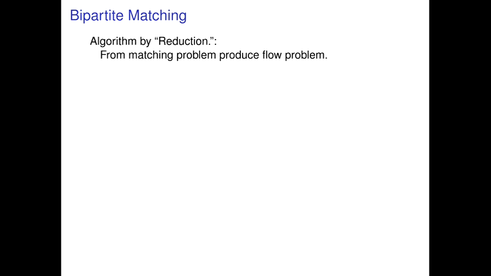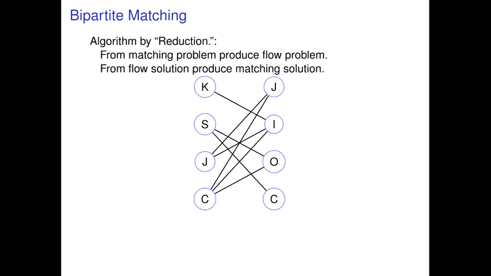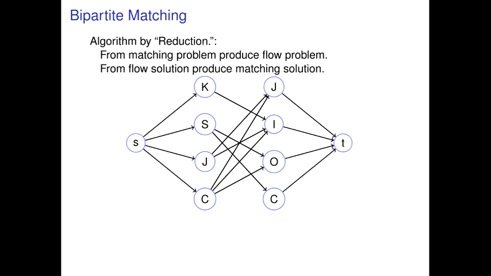There's a way to do this using a reduction. What we want to do is take as input our matching problem and generate a new graph, which will be the input to a flow problem. Now I'm going to convert this into a flow problem. The way I do that is I make all the arcs go from left to right, directed from the left set to the right set. I add a source, and I add a sink.